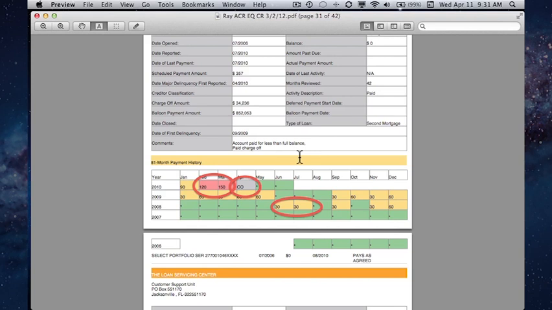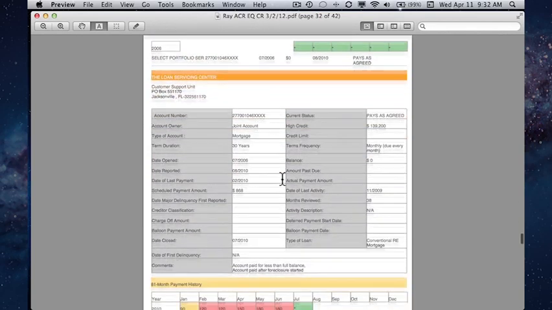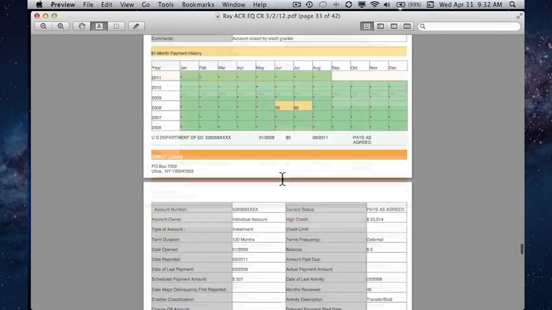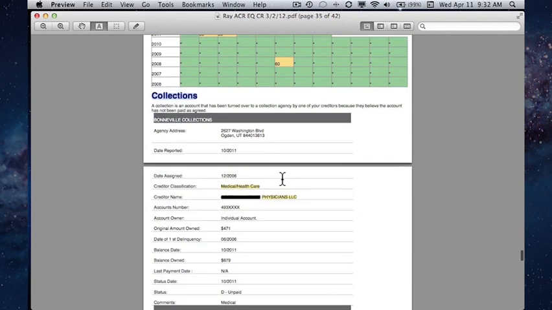Now in this section, they're listing all negative accounts. So it is an additional listing, or they are listing it for the second time so that you can see exactly what is negative or counting against your credit score. So every one of those are listed again.